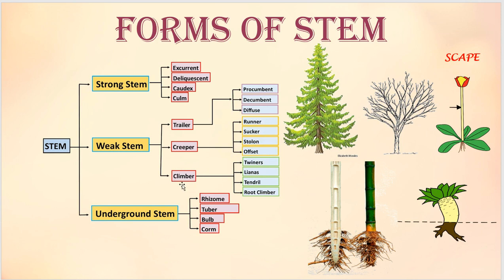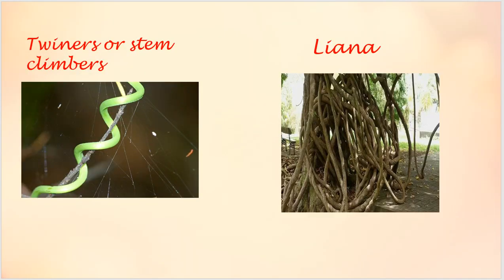And the next one is climber. Climbers, as the name suggests, are the plants which climb on something, right? Again, climbers are divided into four. The first one is twiners. Twiners means the plant itself twines around another plant. As the plant has a weak stem, it twines around another plant or another support. So they are called twiners or stem climbers.